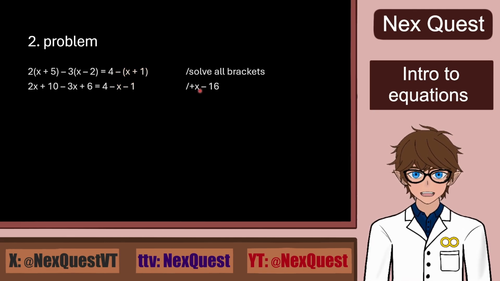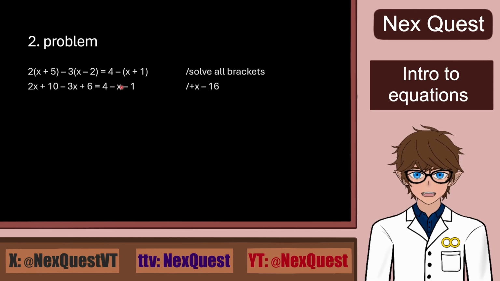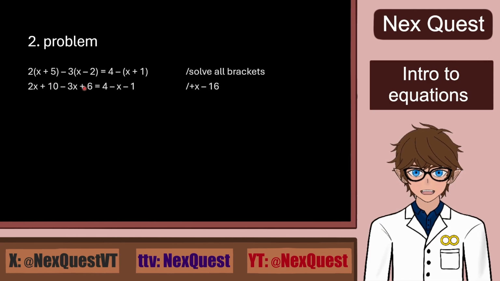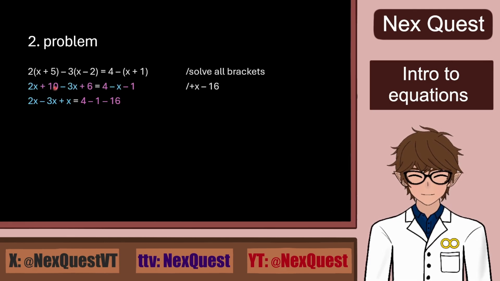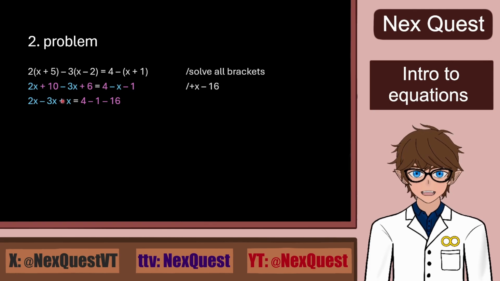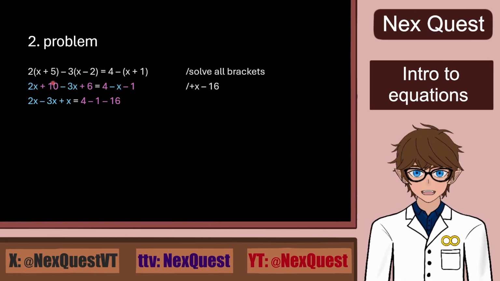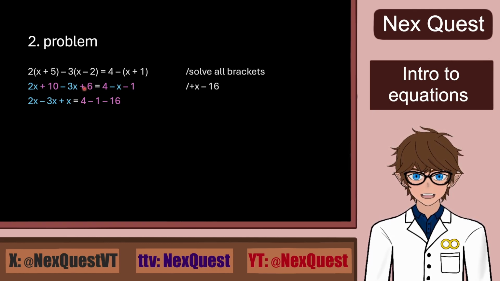And now to move all x's to the left, we have to add x on both sides to get rid of it on the right side. And to get rid of the numbers on the left side, we subtract 16, as 10 plus 6 is 16. We get all the numbers on the right, minus 16 here, plus x here. And then I color all the blue ones so you can see which part goes where. So everything seems to be correct.